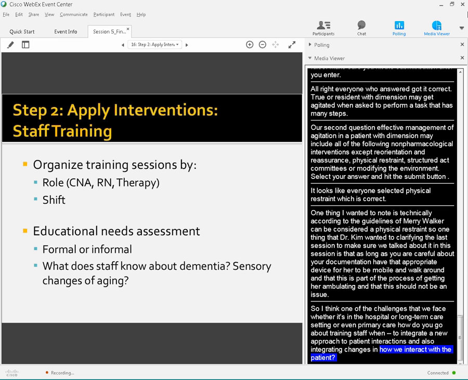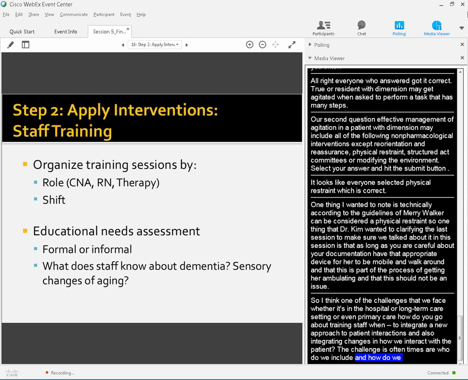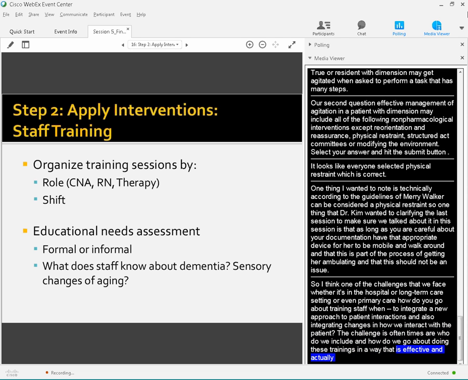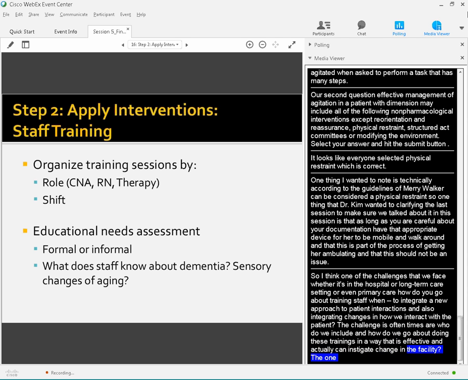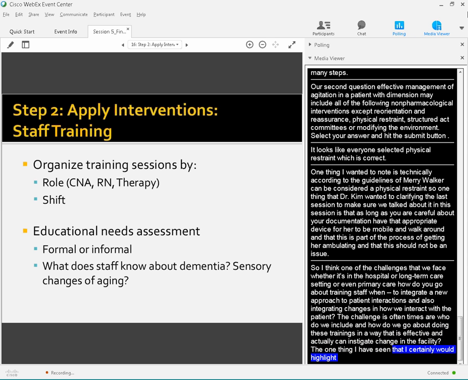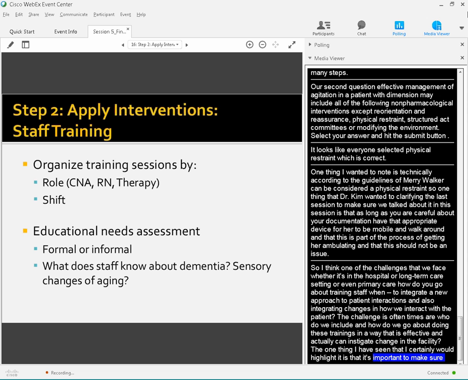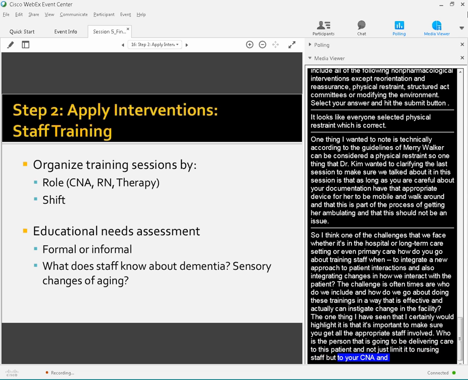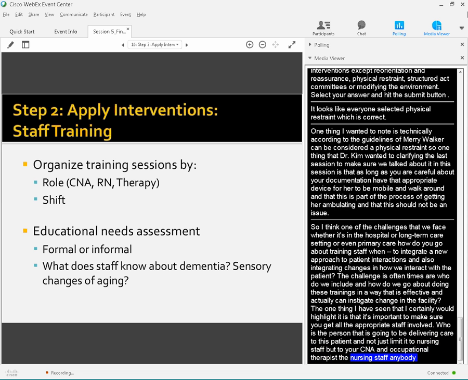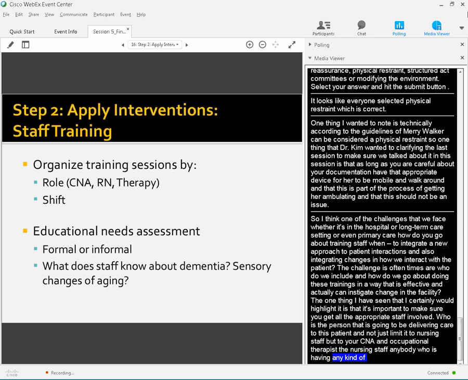So one of the things that I've seen that I certainly would highlight is that it's very important to make sure that you get all the appropriate staff involved. Who is the person that is going to be delivering care at the bedside for this patient, and not just limited to your nursing staff, but your CNAs, your physical and occupational therapists, anybody who is having any kind of interaction with this patient really does play a role in helping integrate new non-pharmacological interventions at a facility.